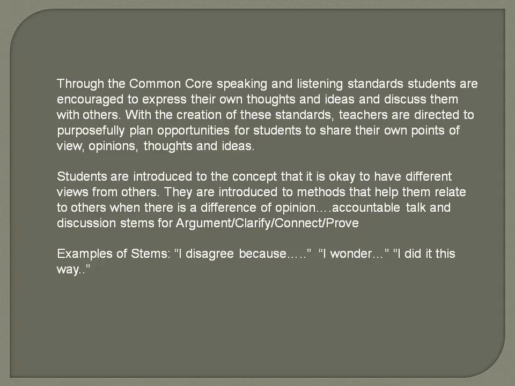Students are introduced to methods to help them have differences of opinion in a tactful way. Looking here where it says accountable talk and discussion stems, and we had a question pop up with that.